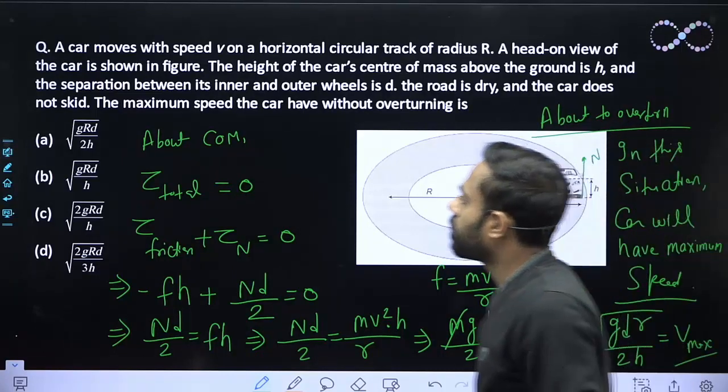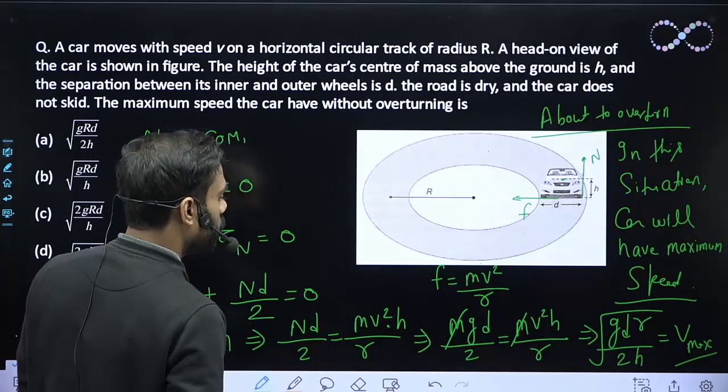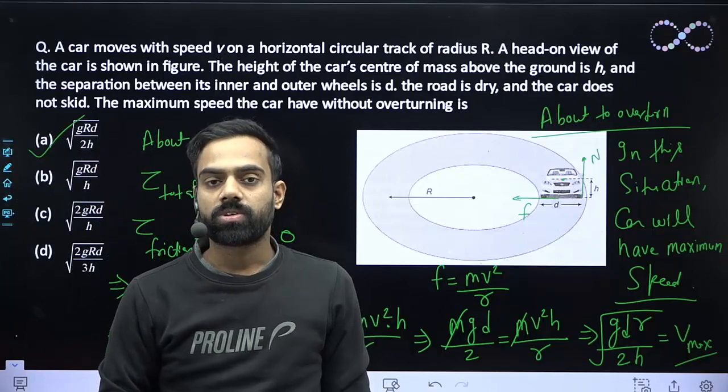Let us see which option is matching here. Root of g d r upon 2h, that is option A. Okay students, I hope you understood this question.